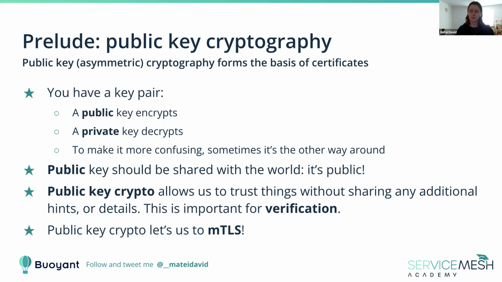Public key crypto does things a little bit differently. Generally, it's a key pair. You have a public key and a private key. The public key encrypts stuff, the private key decrypts stuff. The public key is supposed to be shared around, so everybody should have access to your public key, and the private key is supposed to stay secret. This combination allows us to prove that we have access to the private key, the secret, without actually sharing it around, right?